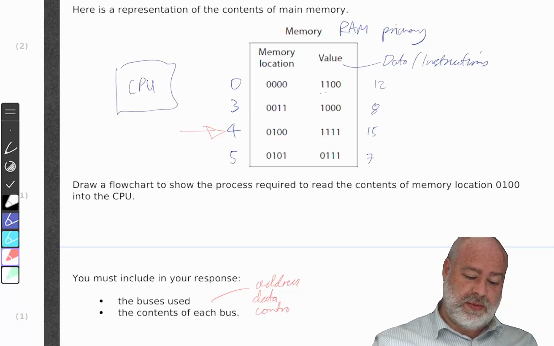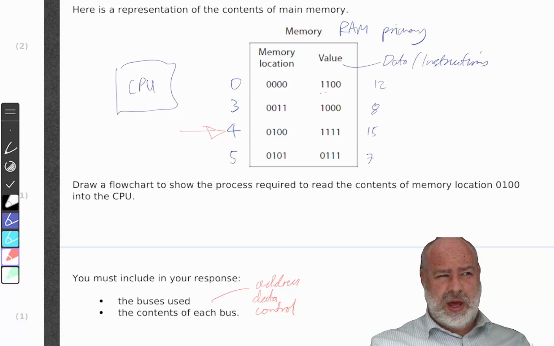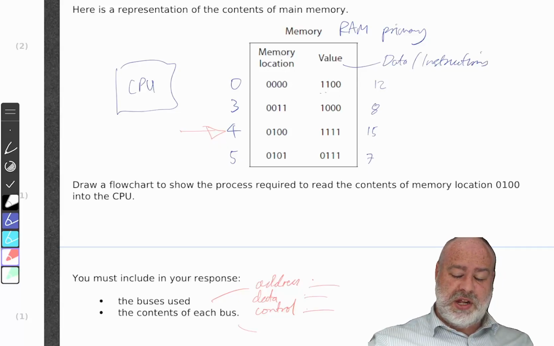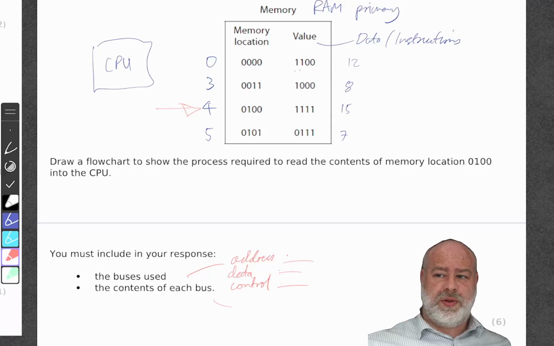I'm going to write them down because this is a 6 marker, and I'm sure if they're asking you about the buses, it's going to be half the marks. 1, 2, and 3, and then the contents of each bus is essentially the other 3 marks, isn't it? That makes logical sense. So we've got to remember our 3 buses and what they do.